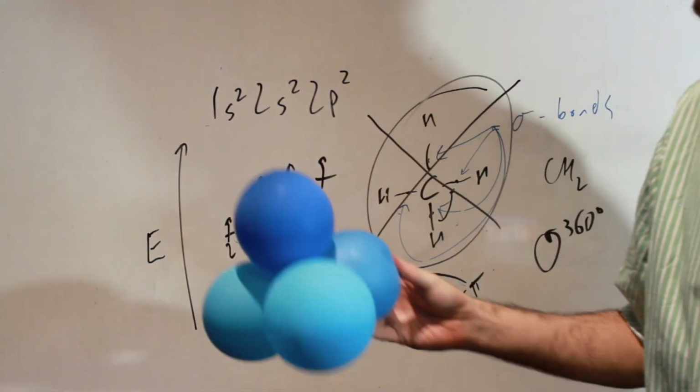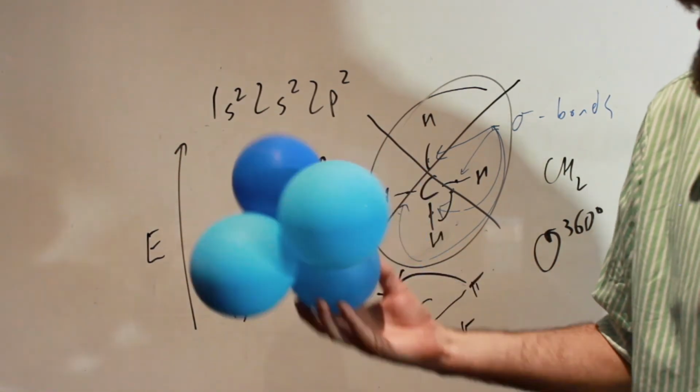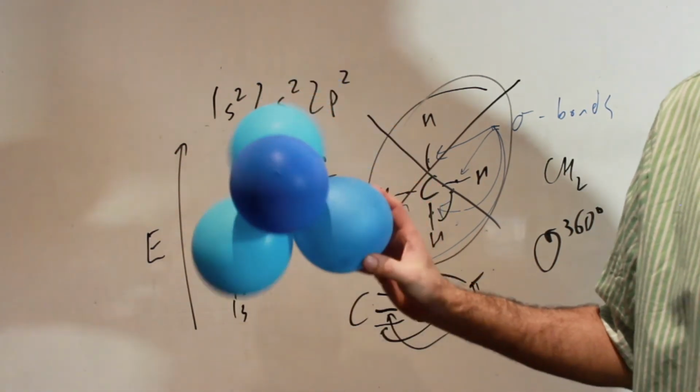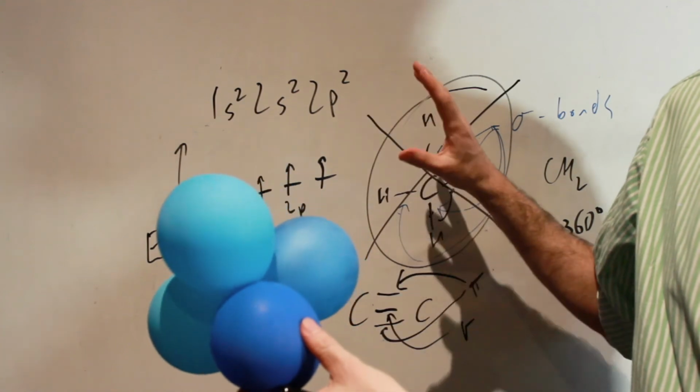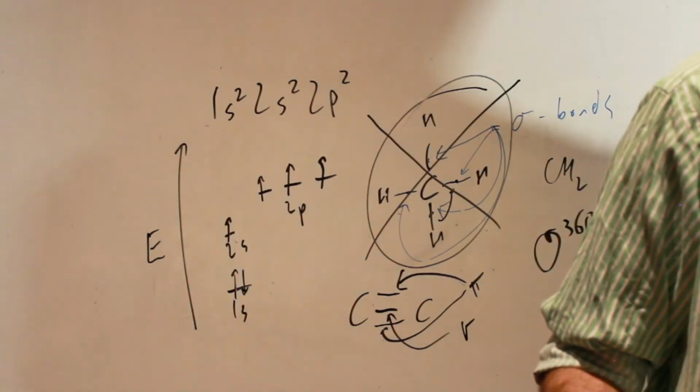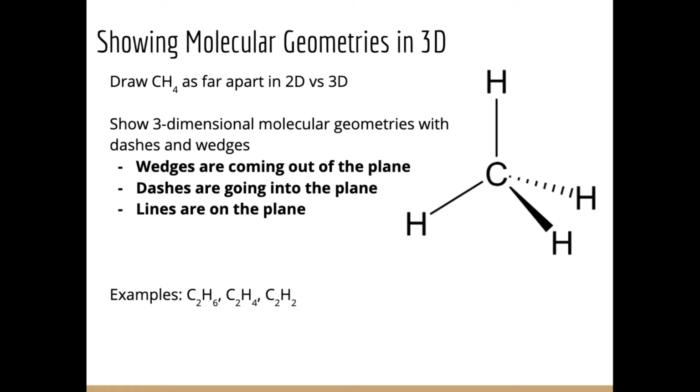Anyway, new word there. Because our model is limited, we've got to find a way that we can show this tetrahedral geometry in a two-dimensional plane for when we write it down in our books. And that's what we do with these dashes and wedges. So we have these pictures where the dashes are going into the plane of the board, the wedges are coming out of the plane of the board, and the lines are just in plane with the board.